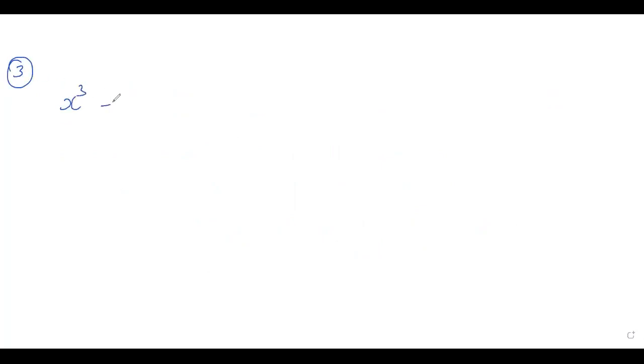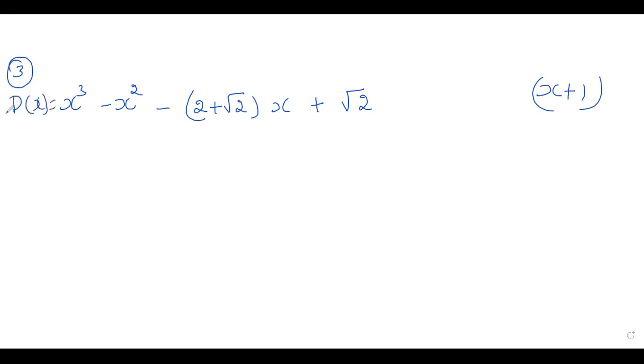x cube minus x square minus (2 plus root 2) into x plus root 2. The factor is x plus 1. Let p of x be equal to the given polynomial. Now substitute x is equal to -1. P of -1 is equal to (-1) whole cube minus... I think all of you are getting it, children.